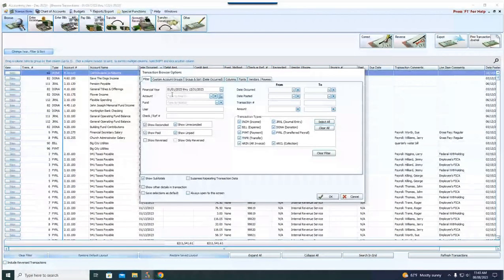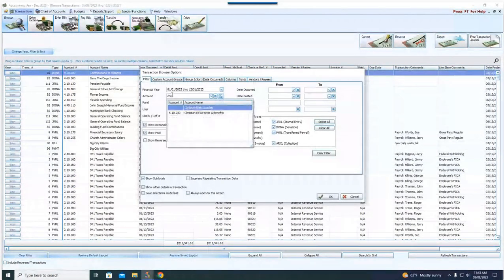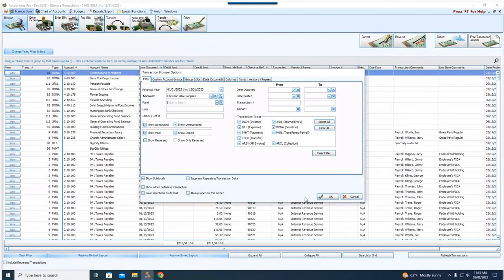We're going to find our vendor of Christian Bible supplies. There it is. And I could narrow it down to June of 2023, but if I say had a bill and a payment that were dated in different months, that could be misleading. So I'm going to start broadly and I'm just going to leave it as the vendor for 23 and click OK.